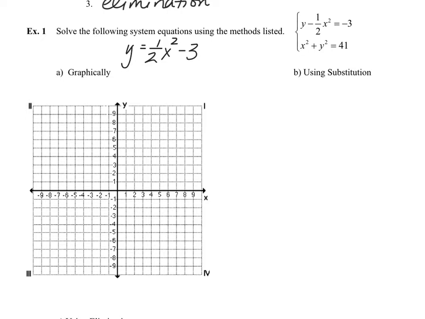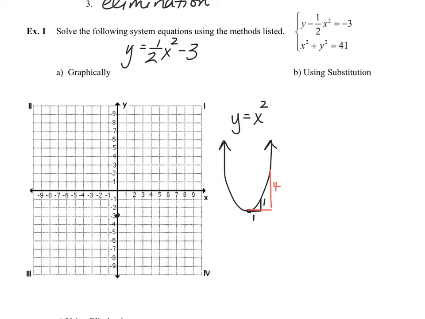So the 1/2 is going to cause a vertical compression, and the -3 is going to cause a shift down 3. So I'll start by shifting down 3. So my vertex will be at 0, -3. And then off to the side here, let me just remind you how we're going to work with the vertical compression. So on a normal y equals x squared parabola, if we start at the vertex and move to the right 1, we would go up 1 squared, so that would be up 1. And from the vertex, if we were to move over 2, then we would go up 2 squared. 2 squared would be 4. And if we were to move over 3, we'd go up 3 squared. 3 squared would be 9.